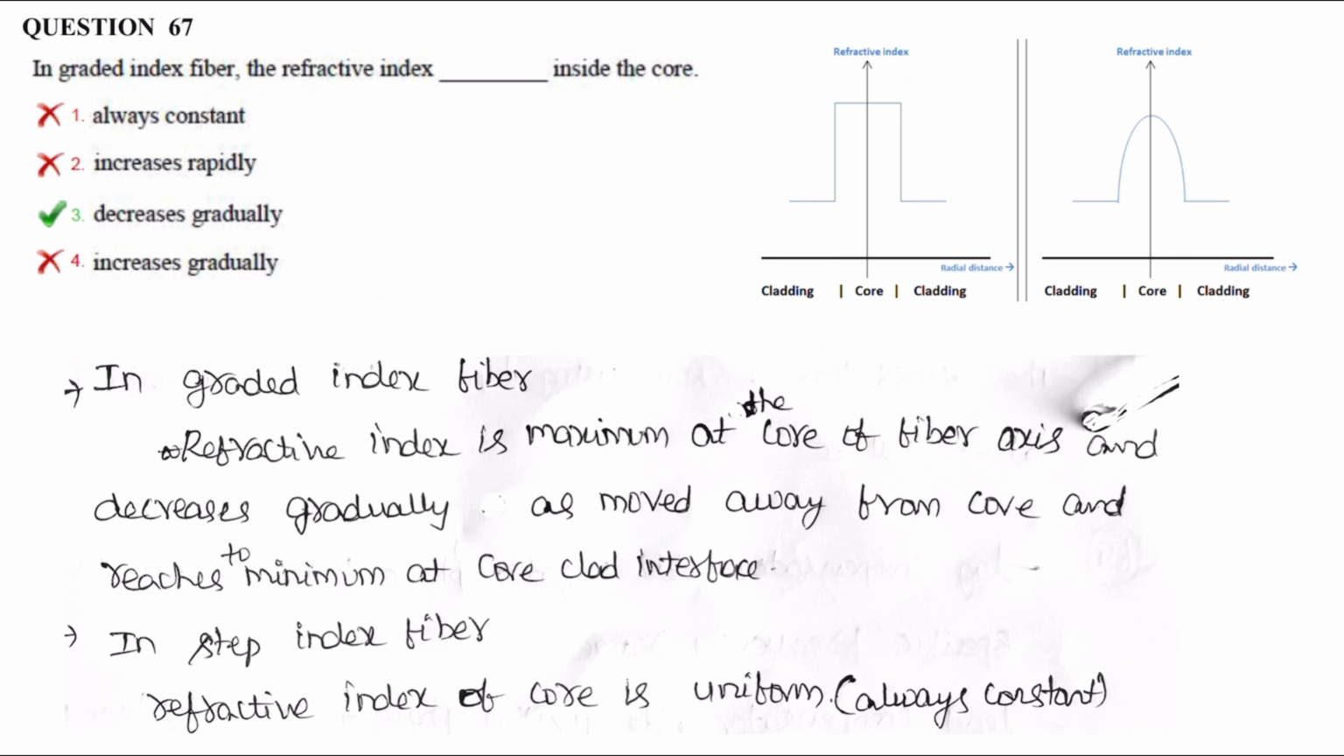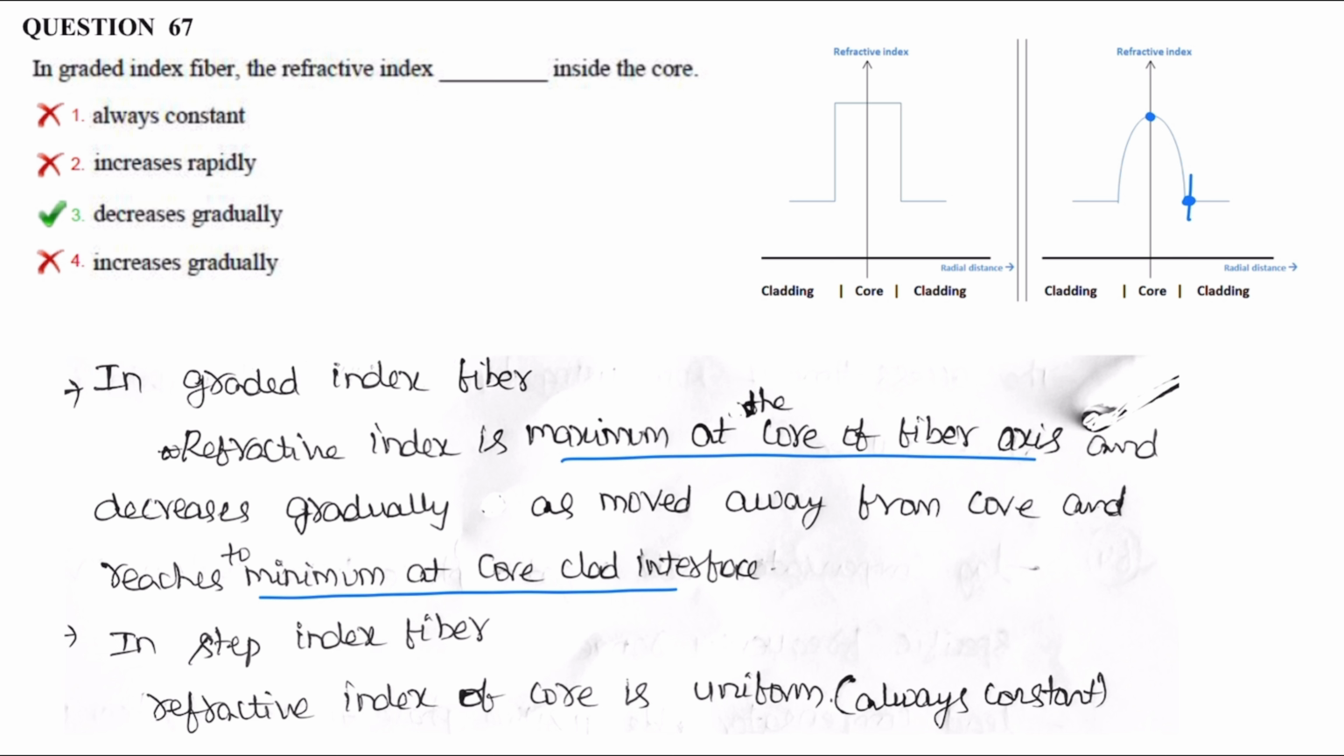Question number 67. In graded index fiber, refractive index dash inside the core. In graded index fiber, refractive index is maximum at the center of fiber axis and decreases gradually as moved away from core and reaches to minimum at core cladding interface. So here refractive index profile is maximum at core axis and gradually decreases, and it is minimum at core cladding interface.